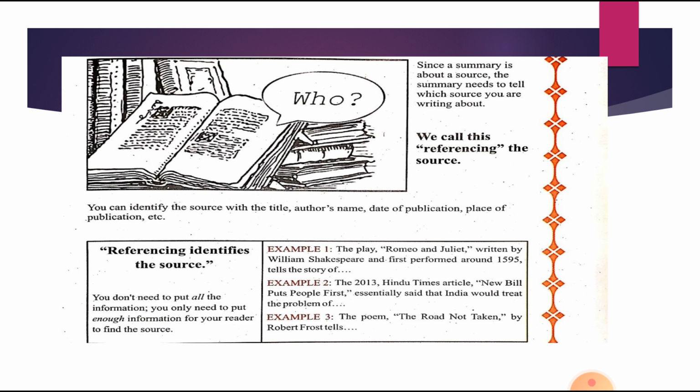Now moving ahead, we will see Activity 9. A summary is about a source only, and the summary needs to tell which source you are writing about. We call this referencing the source.